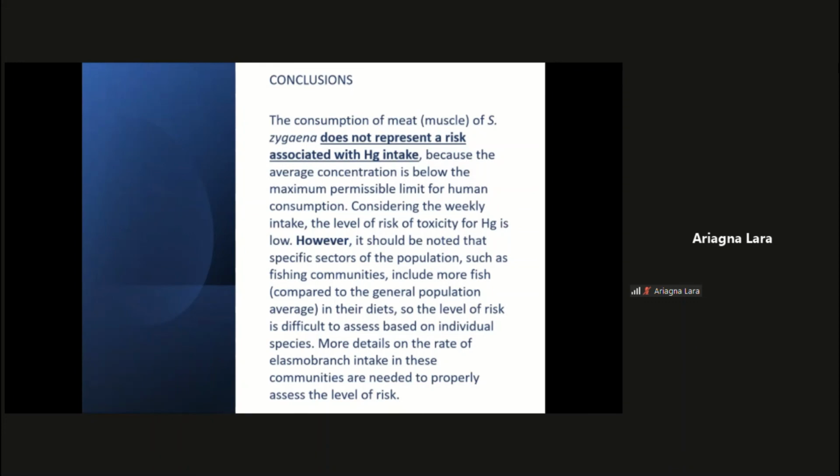However, it should be noted that a specific sector of the population, such as the fishing community, includes more fish in the diet, so the level of risk is difficult to accept based on an individual species. More details of the consumption rates in this community are needed to properly assess the level of risk.